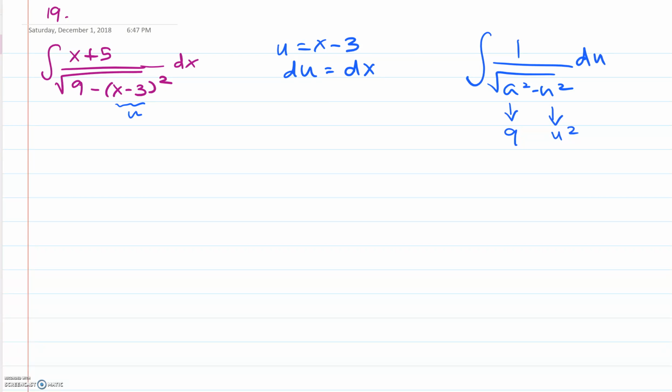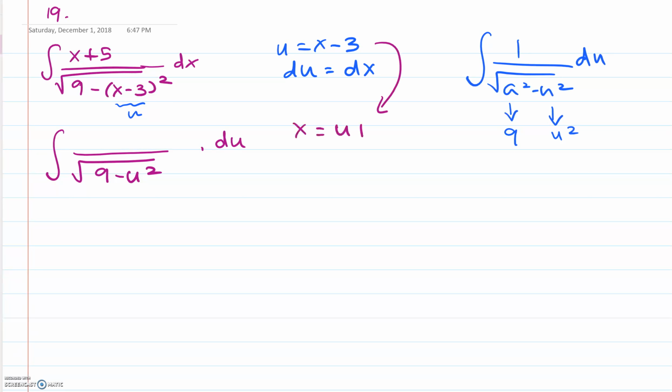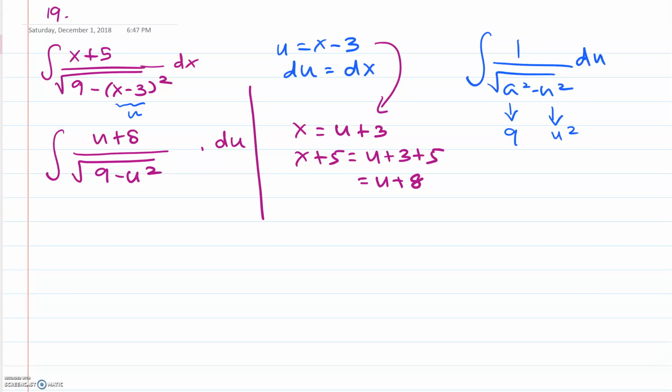Right, so rewriting every part of the given integral. The denominator is the square root of 9 minus u squared. Dx is du. So there is still x plus 5 to be replaced. So we're going to get x from here. So x equal to u plus 3, moving the 3 to the other side. But we want x plus 5 in the numerator. So x plus 5 equal to u plus 3 plus 5, which is u plus 8. So this will become u plus 8.